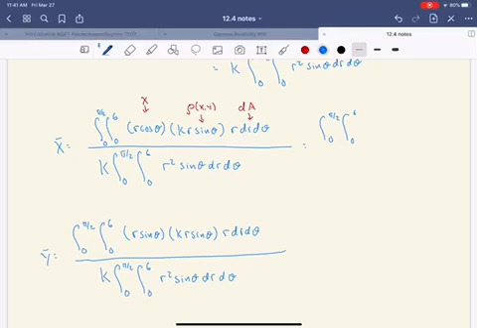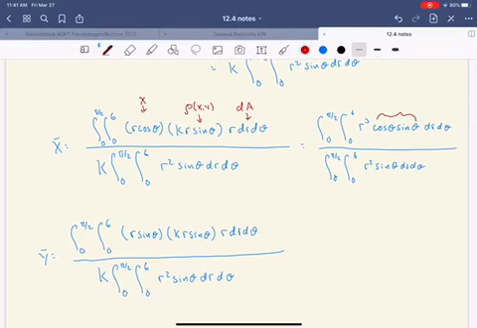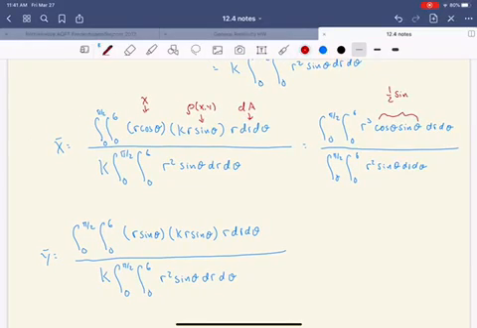Let's write this. There are 1, 2, 3 r's. Cosine theta, sine theta, dr d theta, over, in the denominator, r squared sine theta dr d theta. Now, in order to integrate this, I'll give you a little hint. Cosine theta, sine theta, it's not too difficult to integrate, but I would write that as 1/2 sine of 2 theta.